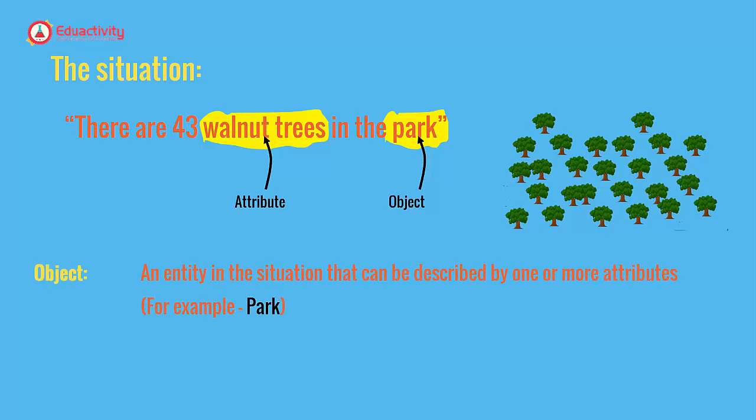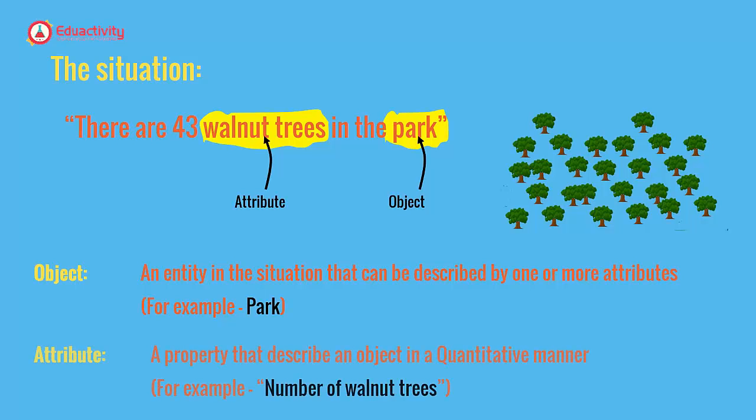Object is an entity in the situation that can be described by one or more attributes. As we can see, the park object is described by the number of walnut trees attribute. The second concept, attribute, is a property that describes or characterizes the object in a quantitative manner. So the number of trees attribute describes the park object.